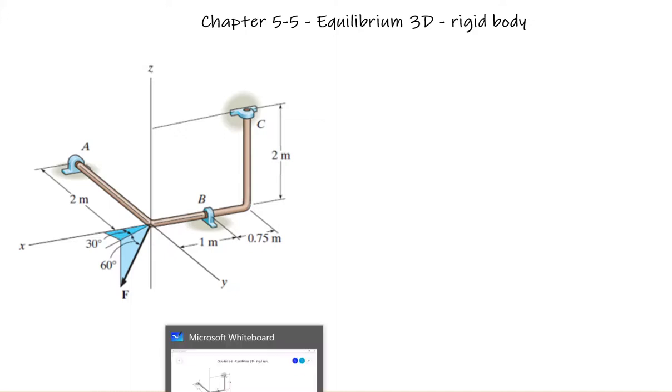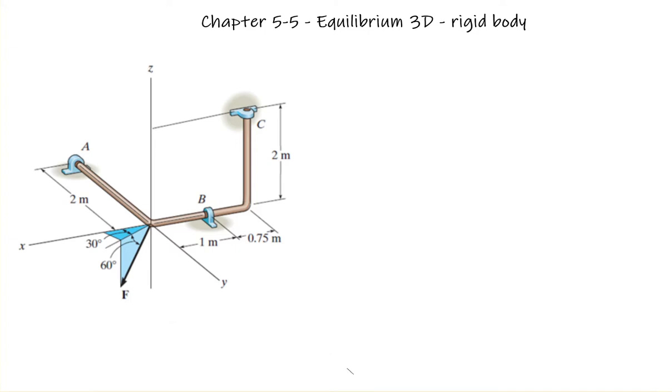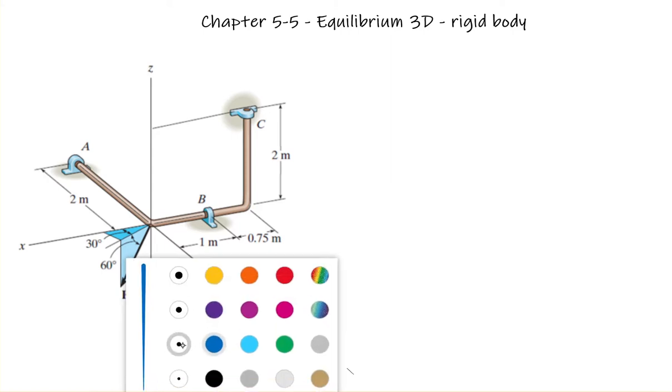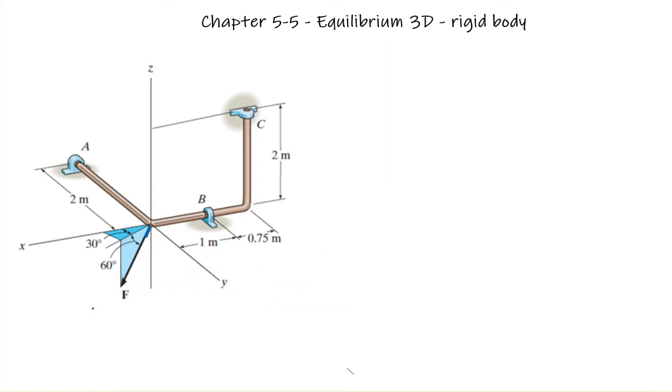This is chapter 5, section 5, and it's equilibrium in 3 dimensions for a rigid body. Okay, so first steps, we need to identify the forces. One force is given in this one with 2 directions in the door plane, and this force is 800 Newton. Sorry, I forgot to write it. 800 Newton. So we need to find the force in Cartesian notation form.